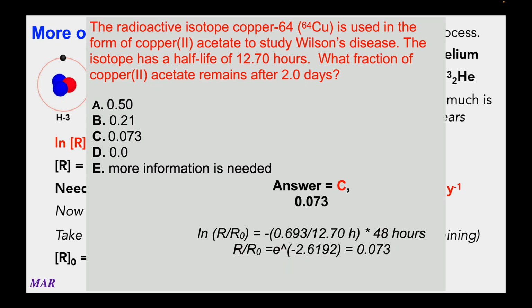So if you do the math, 0.693 divided by 12.70, the half-life, that's going to give you the K. I didn't even calculate it in this problem. I just threw it in the problem and multiplied it by 48 hours, which is 2 days, by the way. I forgot to say that, but remember, all these things have to be the same time system. So R over R0 will be the anti-natural log, e to the power of minus 2.6192. We're going to have a fraction left, 0.073. So kind of cool to figure these things out.